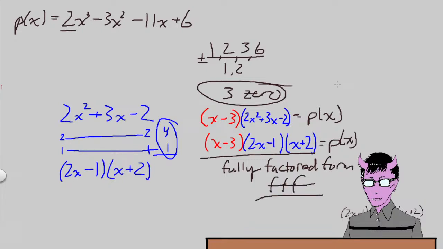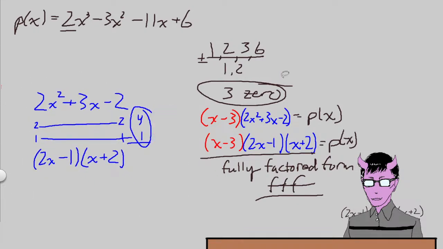There you go. And we have successfully fully factored out p of x, and we are done with this particular problem. We can get to graphing another time, but let's not dwell on it for now. So that is using the quadratic algorithm. Could we have used synthetic division on this? Yes.